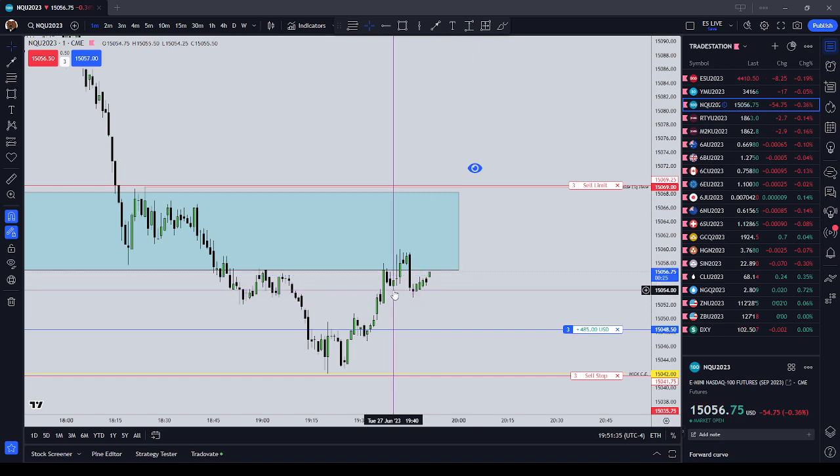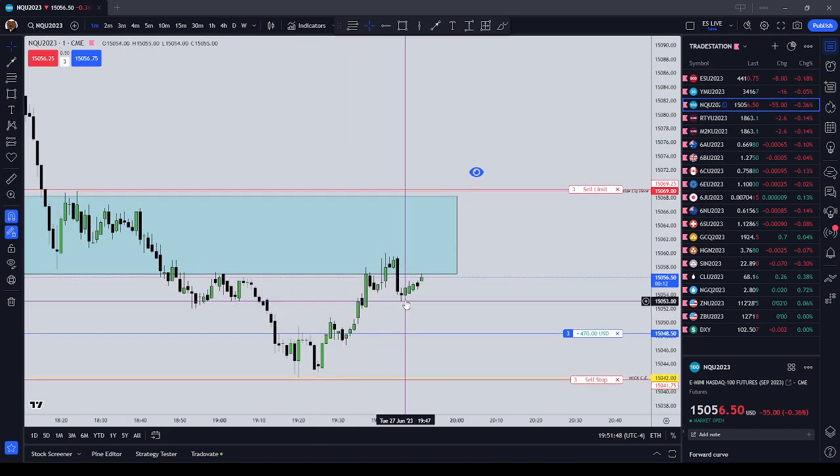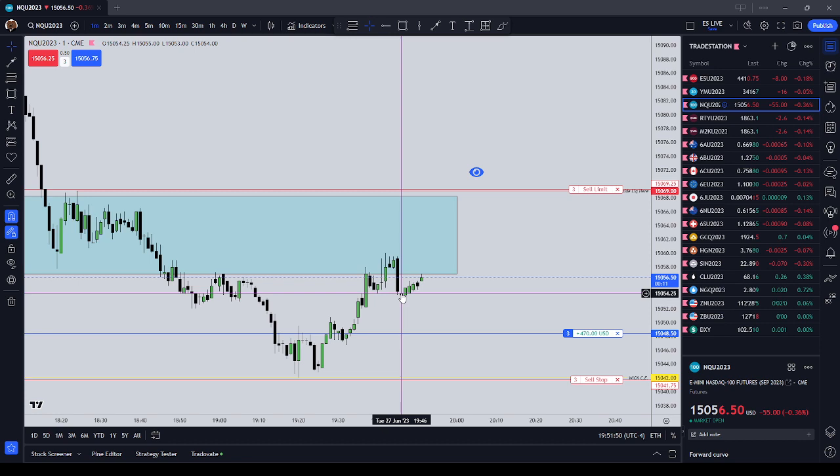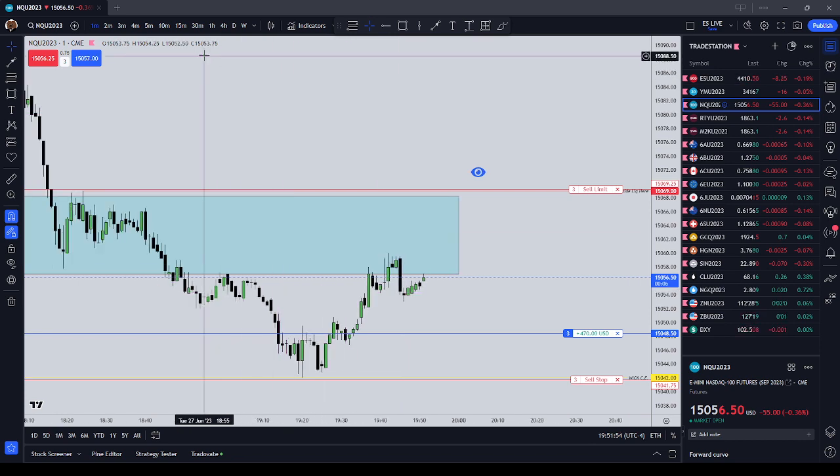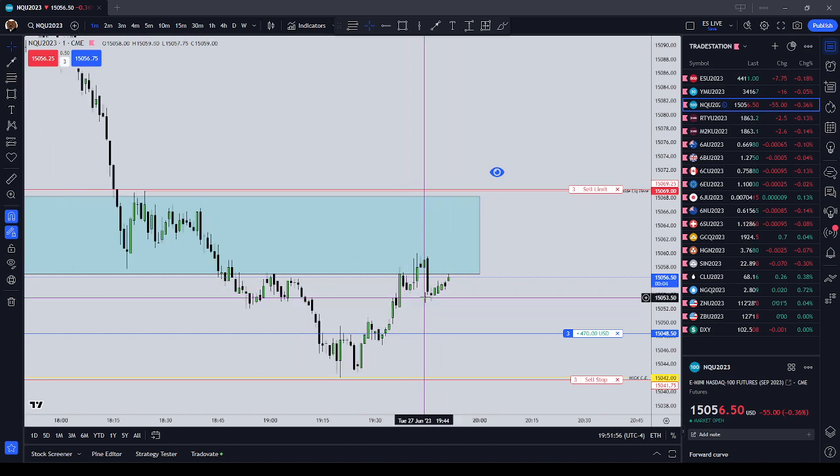So this low here, 054 quarters, was the low that took us to the high of 059 halves. If we close below that low right there, that would be a little 1 minute break of structure, or market structure shift. Our close here was 054 evens. That's going to be at the top left of your screen.